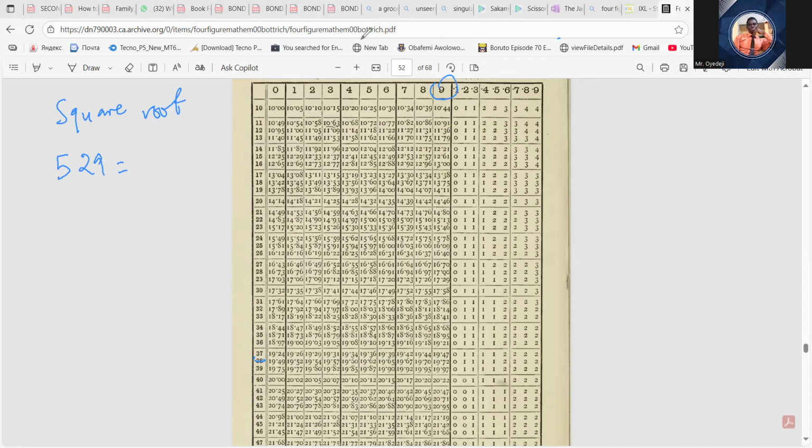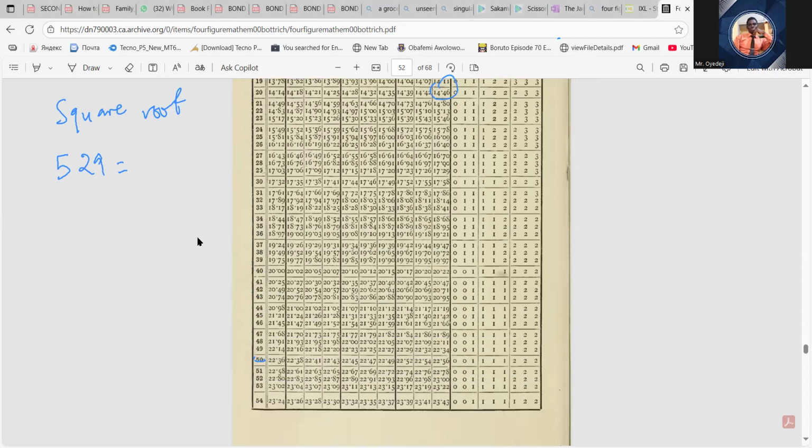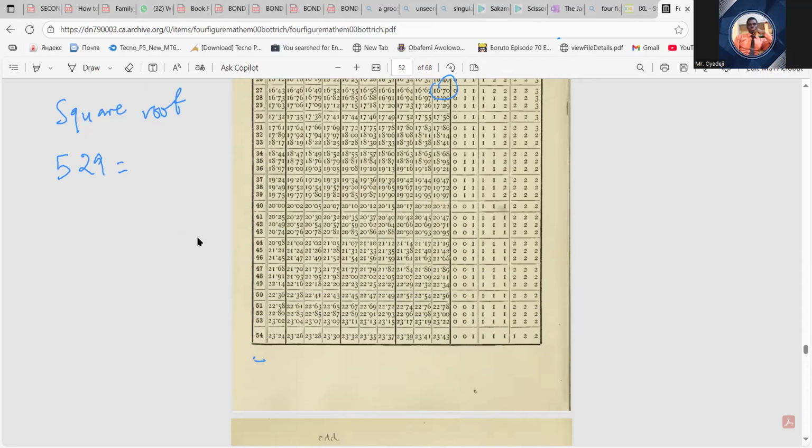So let's just trace it down to find what 52 under 9 would be, because that's what we are doing. 52 right here under 9. Can you see? That's our answer right there: 23.00. That one is straightforward. Okay, let's do another number.